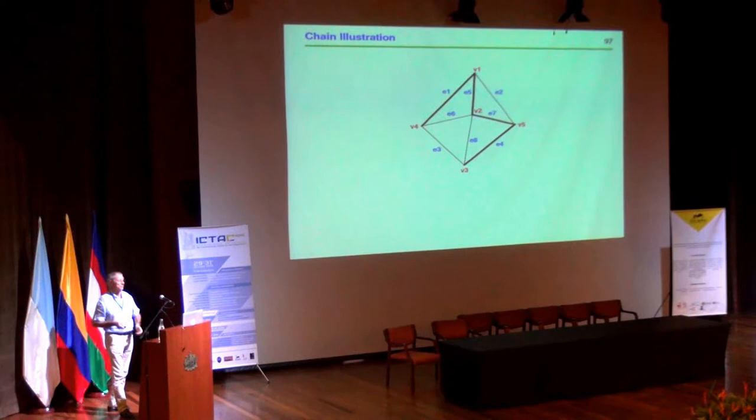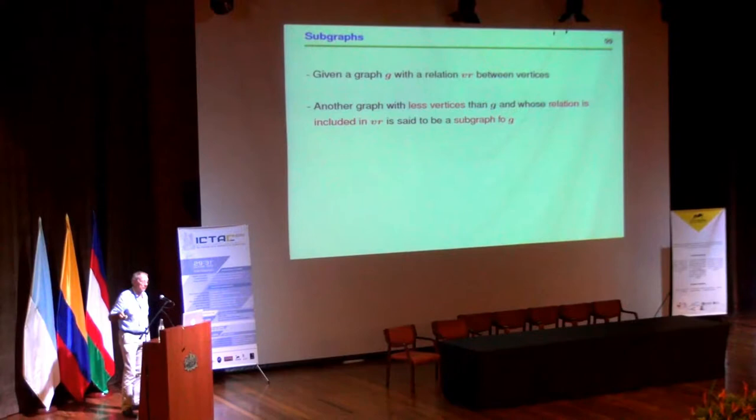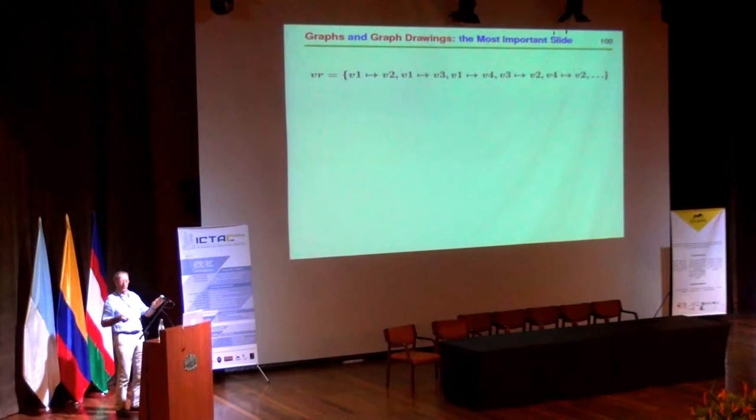Now we can define a notion of subgraph, which is very, very trivial. Given a graph G and a relation VR between vertices, another graph with fewer vertices than G and whose relation is included in VR is said to be a subgraph of G. It must be a subgraph from the definition of graph I've defined.